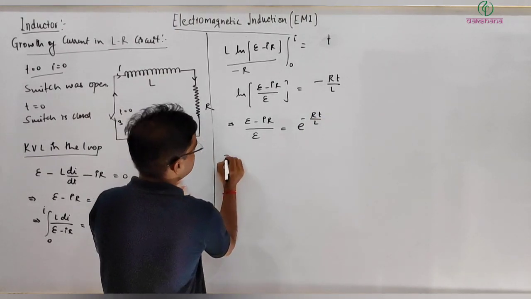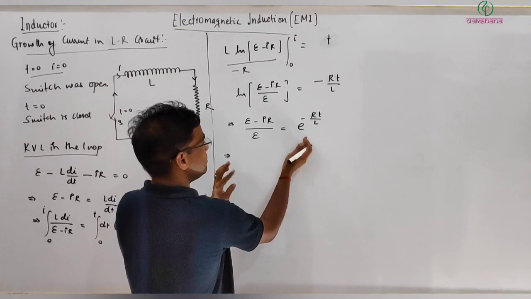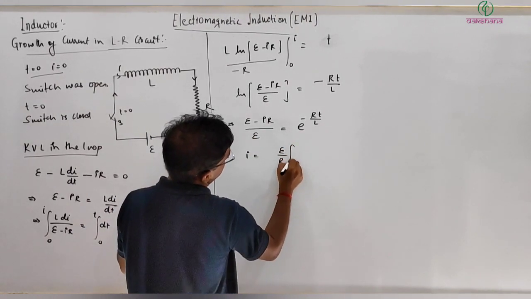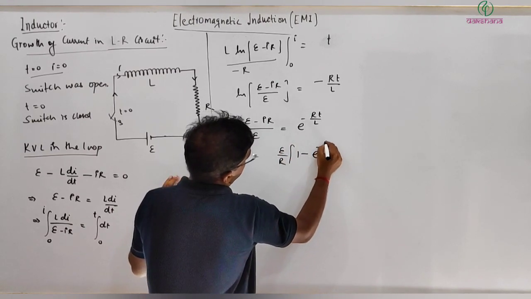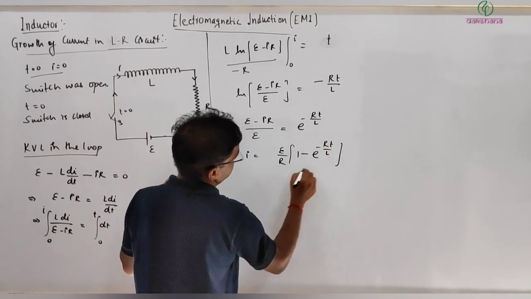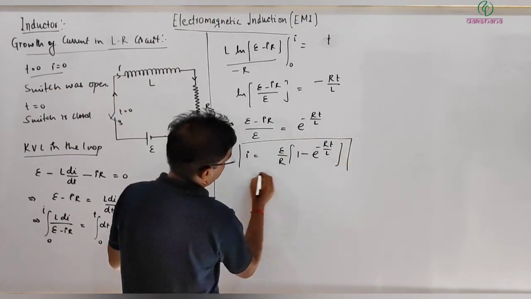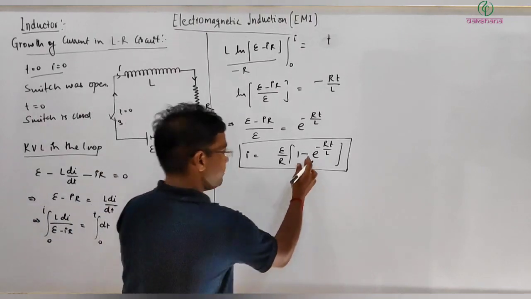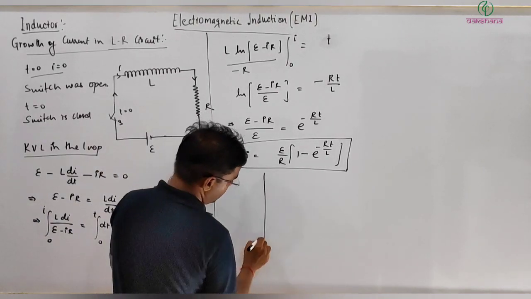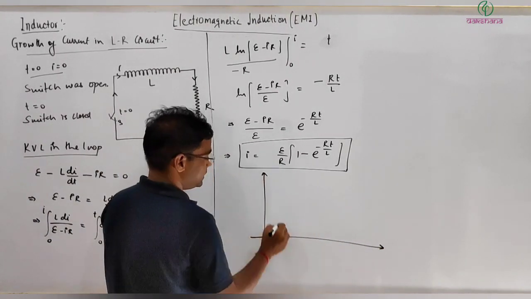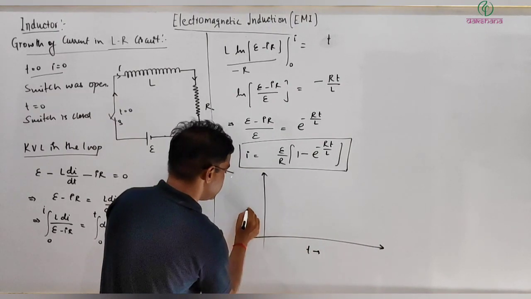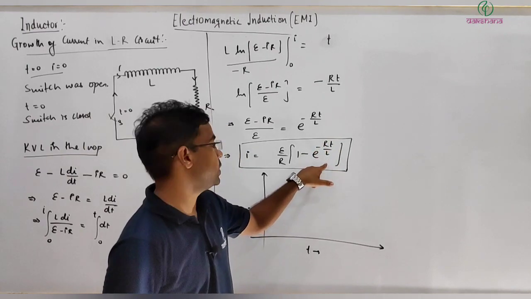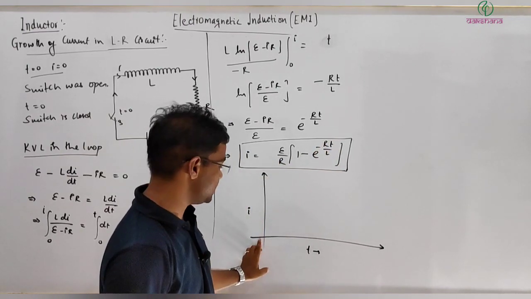Clear? And this implies, just rearranging it, I comes out to be E by R times 1 minus e raised to the power minus RT by L. This is the way current will be increasing in this circuit. If I plot this graph, this is I versus time. At t equal to 0, if I substitute e power 0, that is 1, and it comes out to be 0. So current will start from 0.